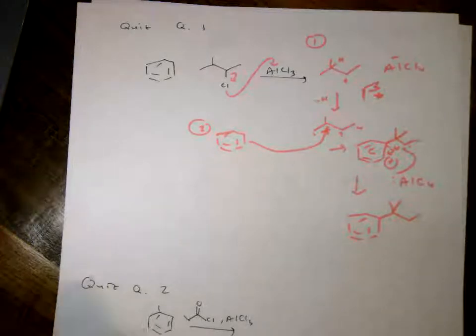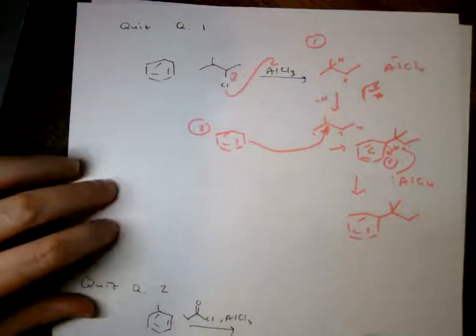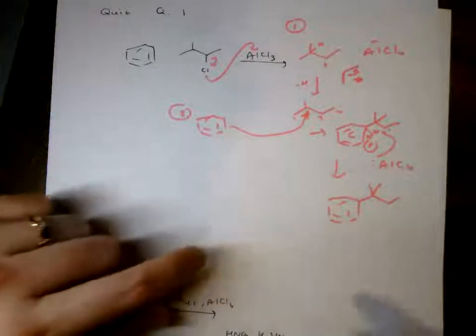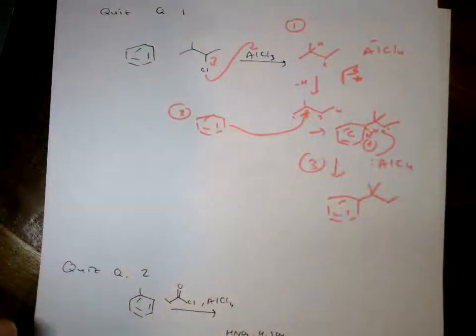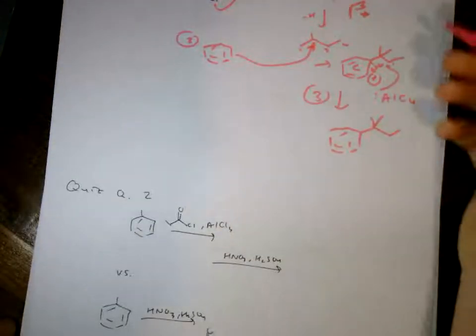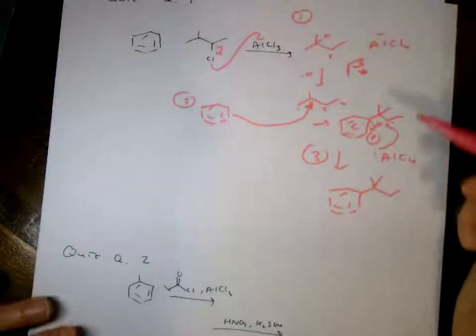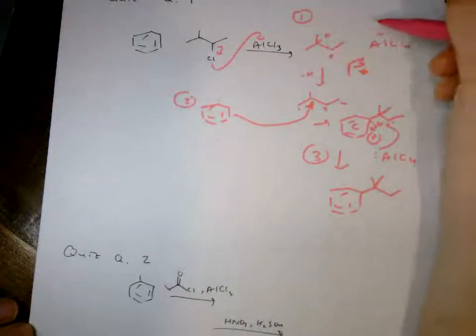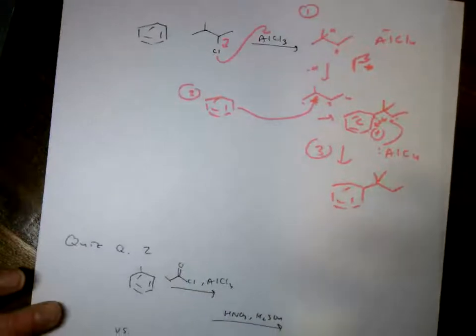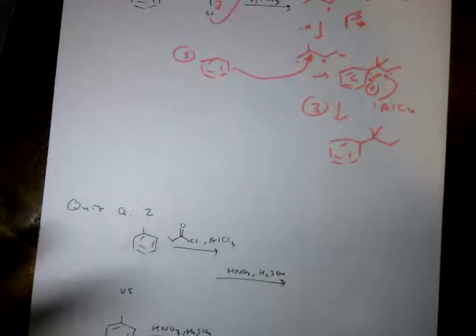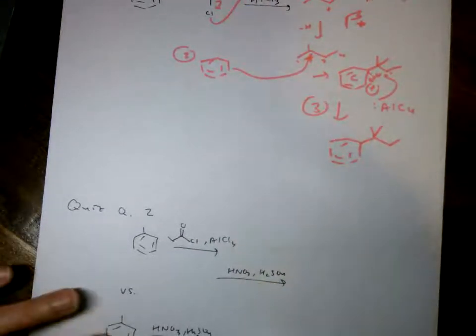So that's step 1, generation of the electrophile. Step 2, benzene attacks. And step 3, aromaticity is restored. And so that's what I was looking for on this one. If you did not rearrange, you lost half a point here. And if I could tell you were trying to get there, I try to be generous with partial credit.